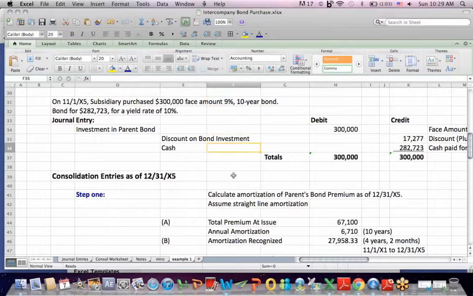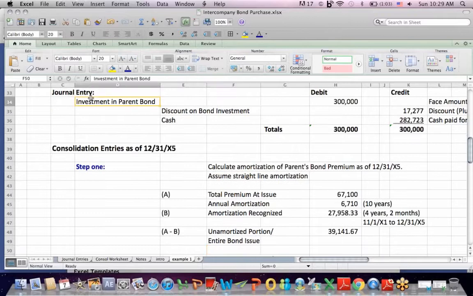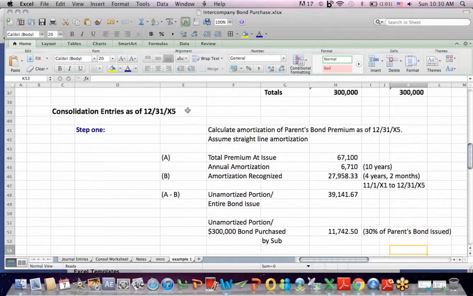So the subsidiary's journal entry is investment in parent company bond, it's a debit for the face amount. They pay cash, there's the discount that they paid, and the difference between the face amount of the investment and the cash paid is called discount on bond investment, and that again is going to get amortized into income for the subsidiary because they paid less than the face amount. So now let's think about consolidating.